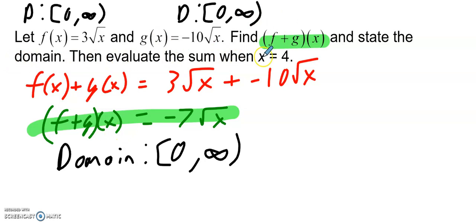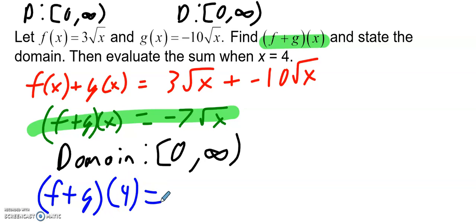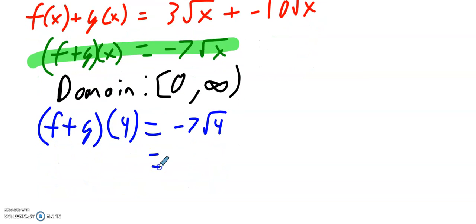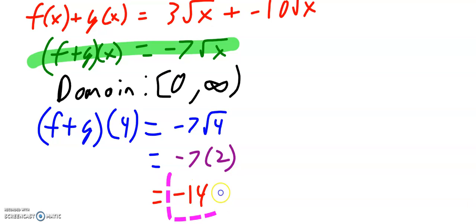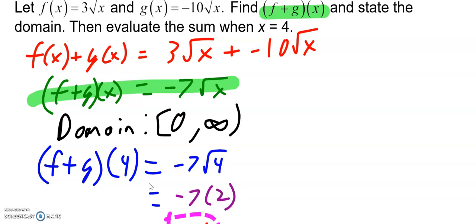So now the last part is evaluate the sum when x is 4. Just in terms of notation, this is really saying find f plus g of 4. But we already know f plus g of x, so this is negative 7 root 4. And that becomes negative 7 times 2, or negative 14. So f plus g of 4 is negative 14. All right, nice work.